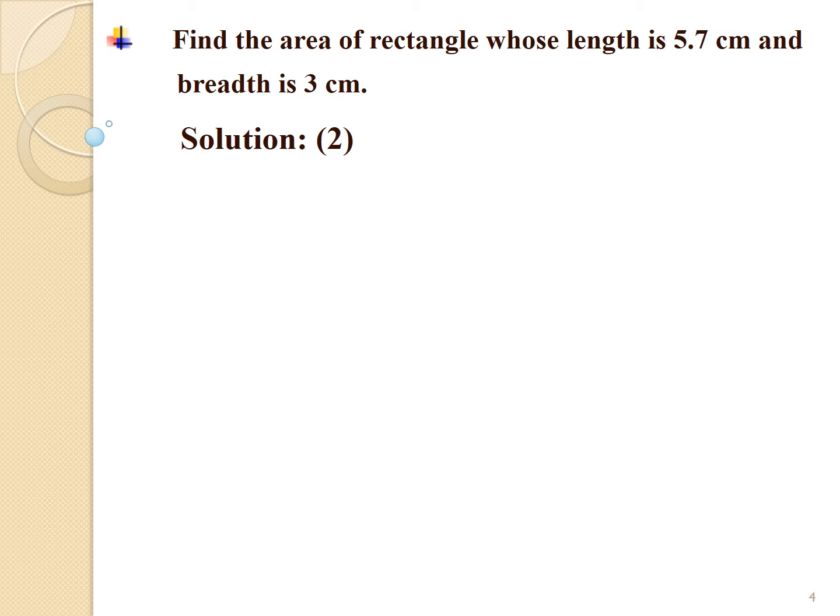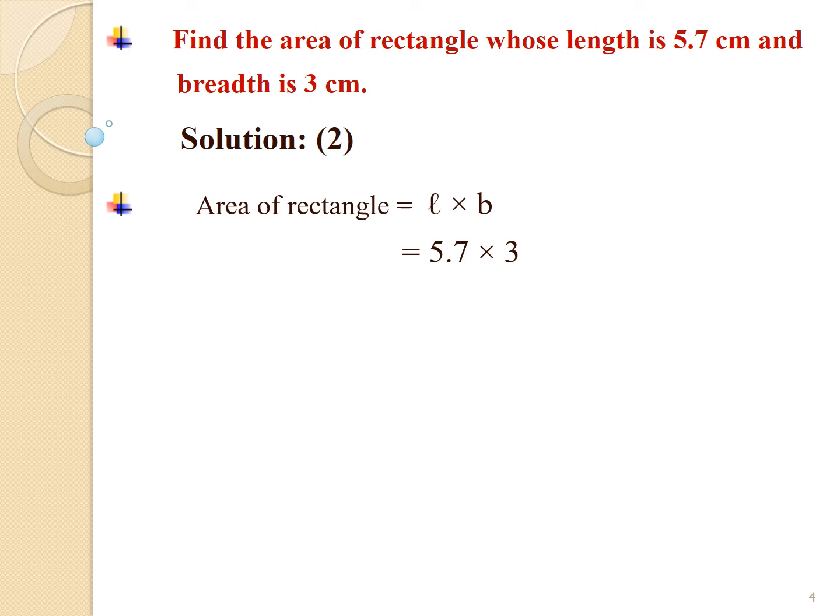Now, let us solve question number 2. Find the area of a rectangle whose length is 5.7 centimeters and breadth is 3 centimeters. Students, in this question, the length and breadth of the rectangle are given to us and we have to find the area of the rectangle. And we know that area of a rectangle equals length into breadth. So, let us find out the area of the rectangle. Area of rectangle equals length into breadth, which is equal to 5.7 into 3.